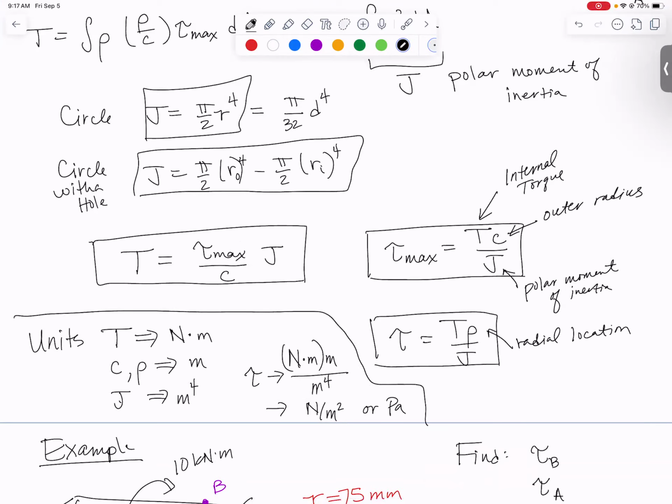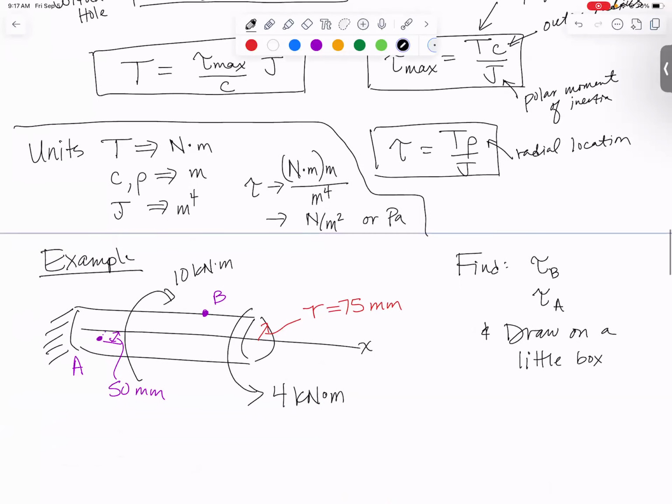If you ever solve for the shear stress in a torsion shaft and you don't get newtons per square meter or psi, you have made a mistake in what you plugged in. That's enough theory. Two examples to finish out this video.